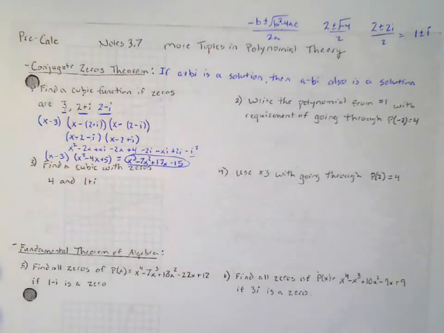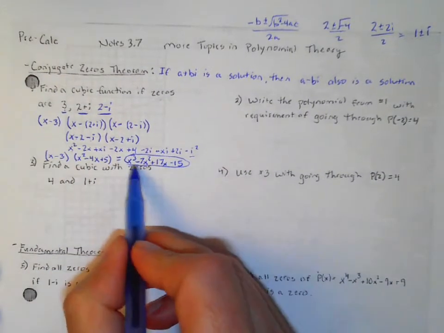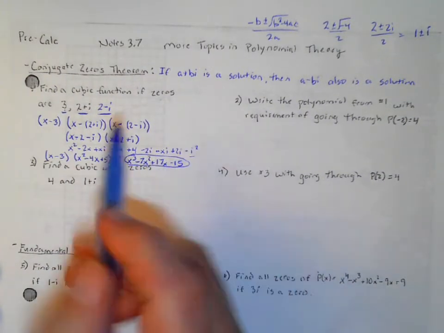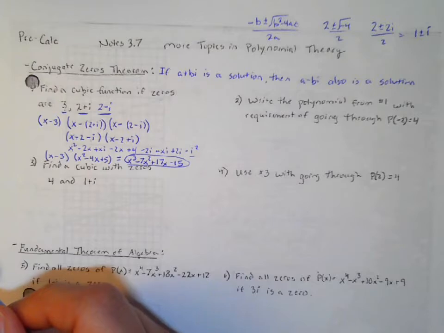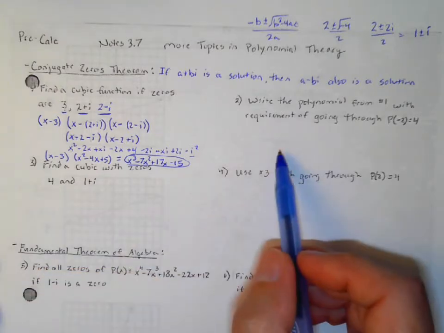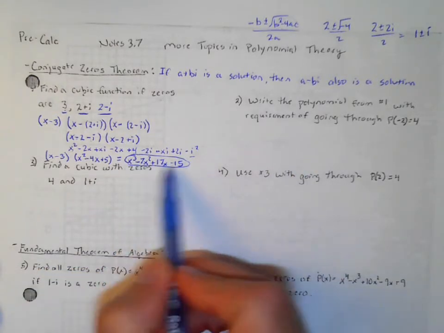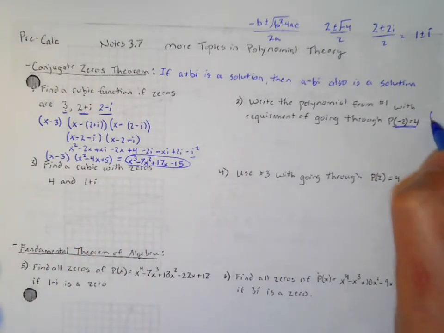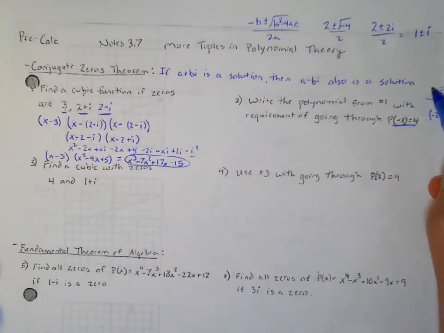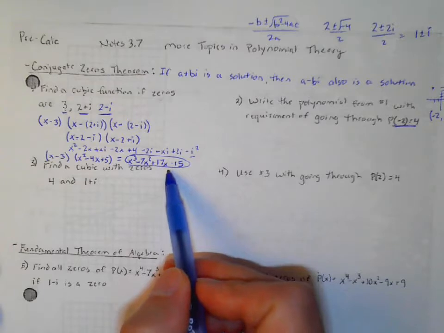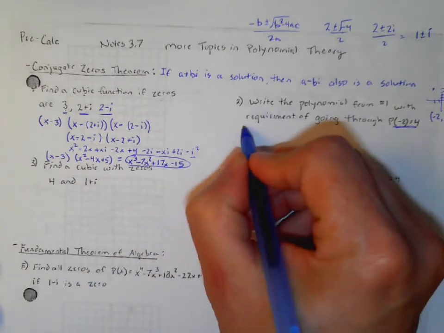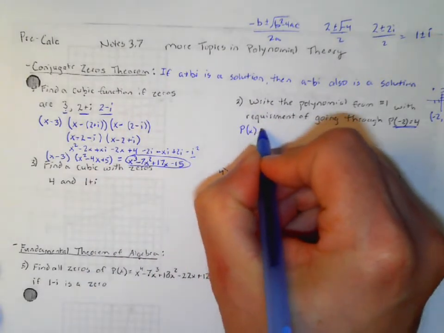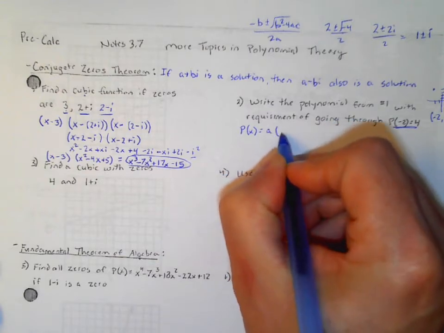So we have this cubic function with those solutions. Now we're going to add one other little thing to it. Let's say we want this equation to have these solutions, but we also want it to go through the point negative 2, 4. So I want it to go through this point and have these zeros. I'm going to take this equation and think about it like this: p of x is equal to a times this equation.